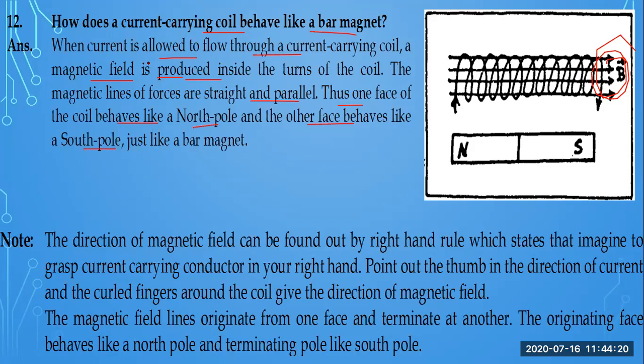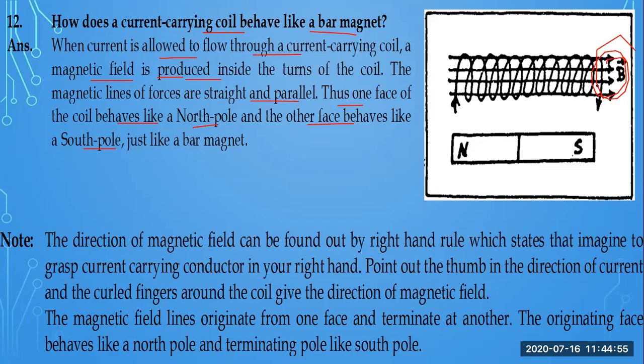So here it is. When a current is allowed to pass through a current carrying coil, a magnetic field is produced. Here is the magnetic field produced, and these magnetic lines of force are parallel to each other. They are close to each other. They have direction from one end to another end. One end will behave like a north, the other one will act as a south. By using the laws, and looking at the direction of the current, we will decide which is the north and which is the south by using the right hand rule. So we normally use a right hand rule.